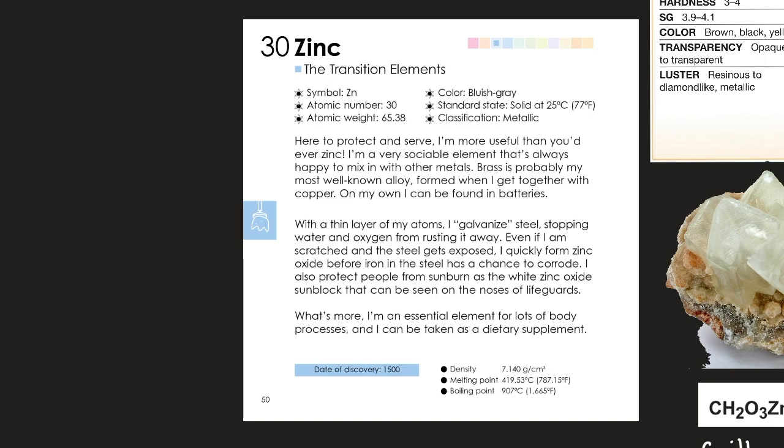I also protect people from sunburn as the white zinc oxide sunblock that can be seen on the noses of lifeguards. What's more, I'm an essential element for lots of body processes, and I can be taken as a dietary supplement. Its date of discovery was 1500. Its density is 7.140 grams per centimeter cubed. Its melting point is 419.53 degrees Celsius or 787.15 degrees Fahrenheit. Its boiling point is 907 degrees Celsius or 1665 degrees Fahrenheit.